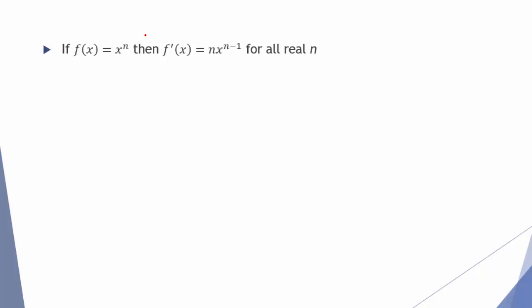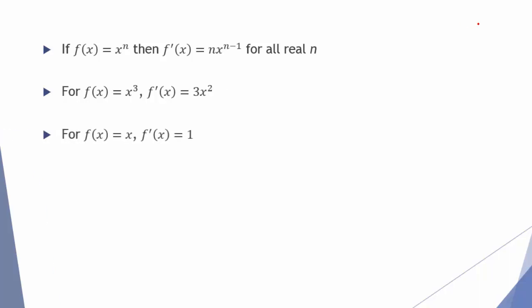Let's take a look at an example. So if you have f of x equals x cubed, then the derivative of f of x is 3, take the exponent and drop it down as a coefficient, times x raised to the new power, which is 1 less than 3, also known as 2. So the derivative of x cubed is 3x squared.